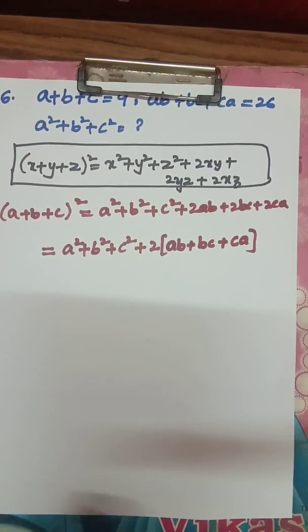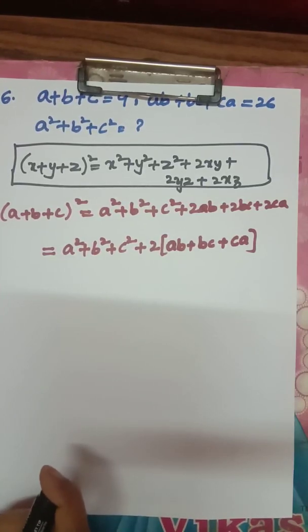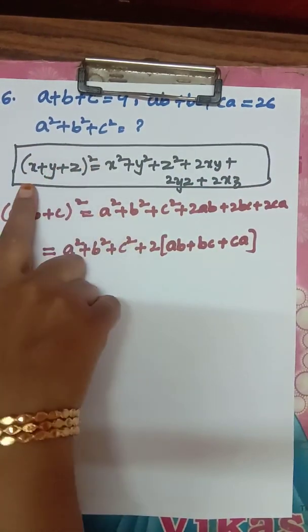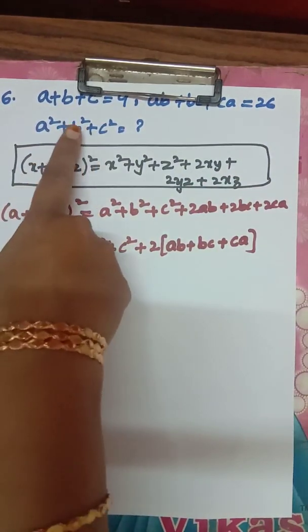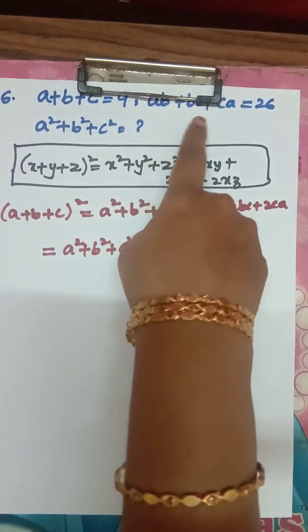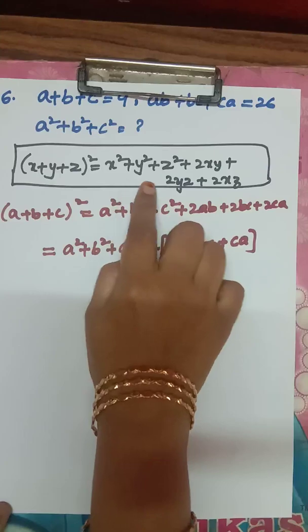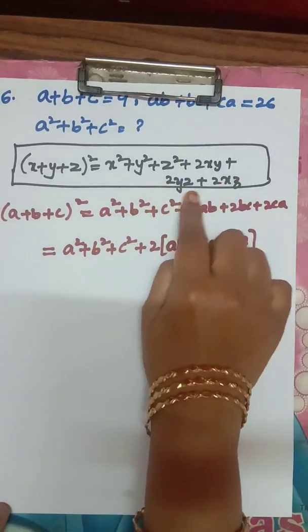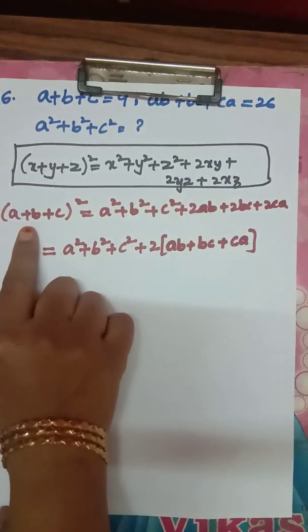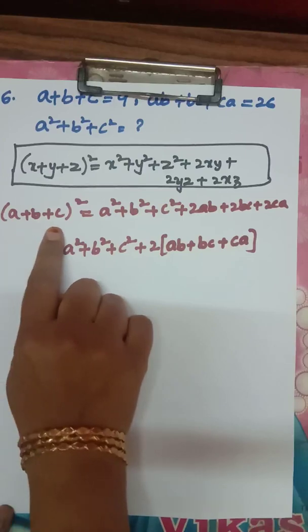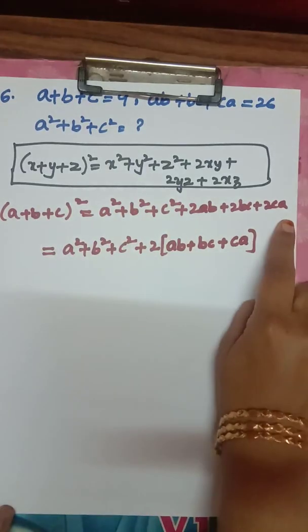If a plus b plus c is equals to 9, look into your textbook. If a plus b plus c is equals to 9 and ab plus bc plus ca is equals to 26, then find the value of a square plus b square plus c square. So a plus b plus c is given and ab plus bc plus ca is given. That is x plus y plus z whole square is equals to x square plus y square plus z square plus 2xy plus 2yz plus 2xz. This I am writing in ABC notation, that is a plus b plus c whole square. I have written the formula.